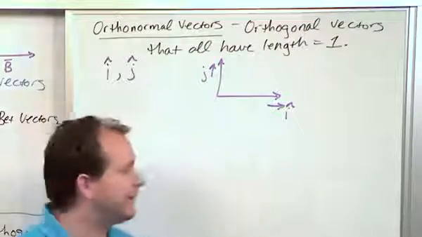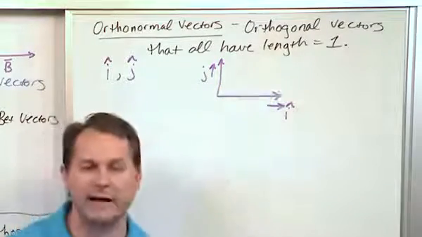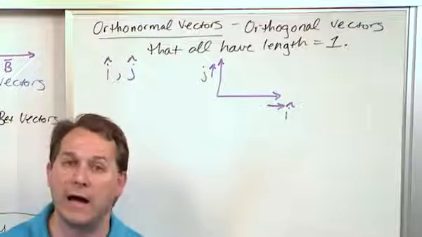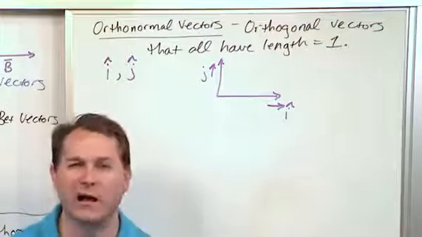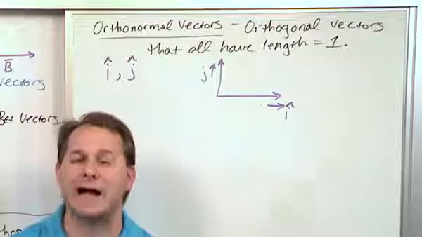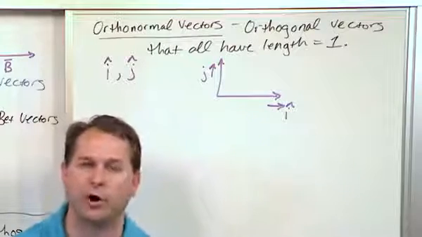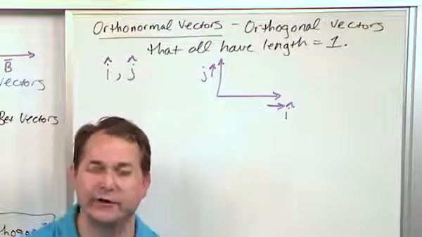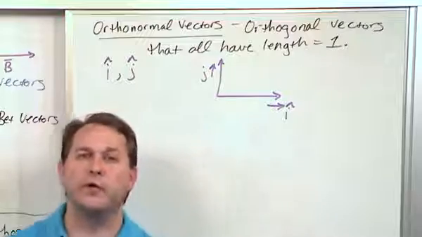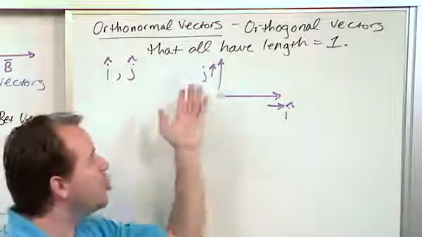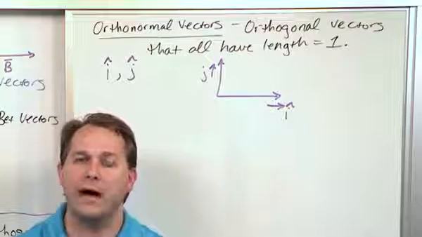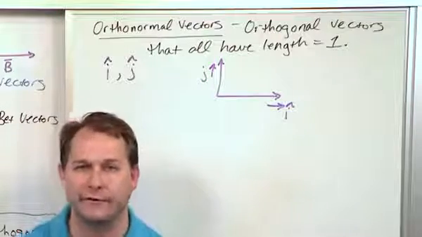And also by definition, i hat points along X and j hat points along Y. Because we always know X and Y are 90 degrees separated, we know that i and j are 90 degrees apart, always, by definition. We know that their lengths are 1. So they're orthogonal, they're also normalized to a length of 1. So i and j are an orthonormal set of vectors.